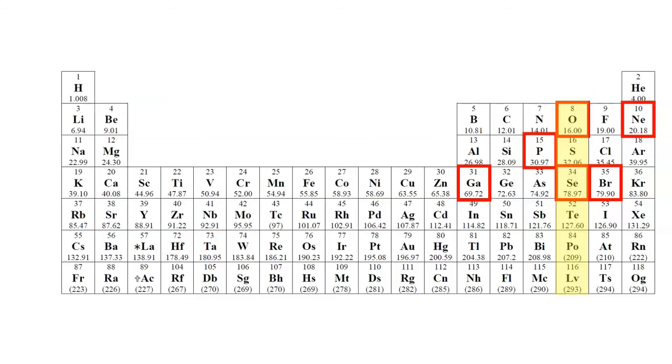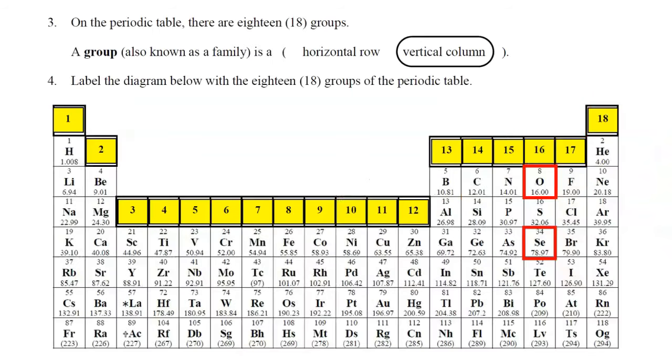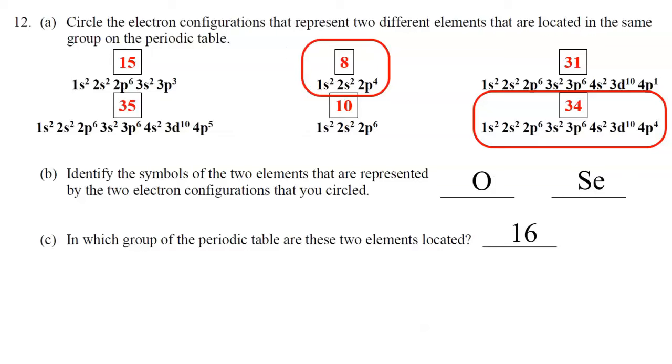In your packet entitled Periodic Table, you learned that there are 18 groups on the periodic table, and they're numbered from 1 to 18. So oxygen and selenium are located in group 16. So that will give you the answer to parts B and C of question 12. The symbols of the elements are O and Se. We circled the 2 electron configurations that are representing 2 elements in the same group. And again, oxygen and selenium are located in group 16. So these are the correct answers to question 12.